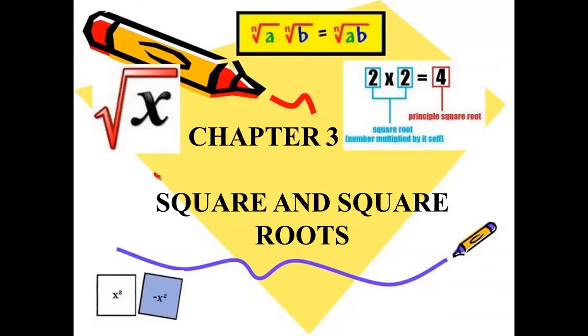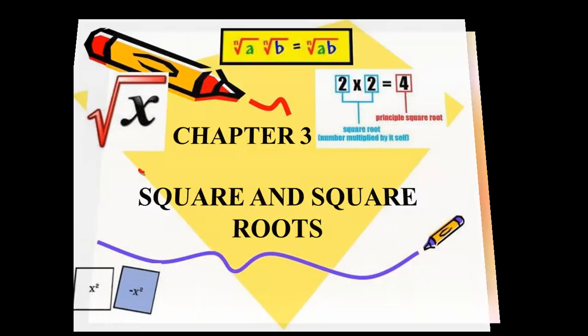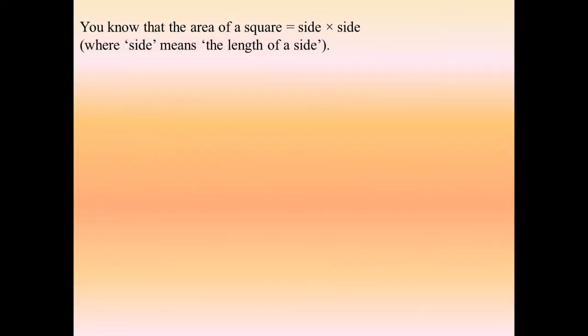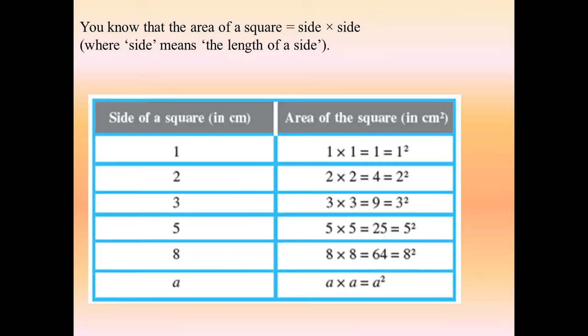So we will start with chapter 3, squares and square roots. We have already studied this in the junior classes, that is, what is the area of a square. The area of a square is side into side, where side means the length of the side.